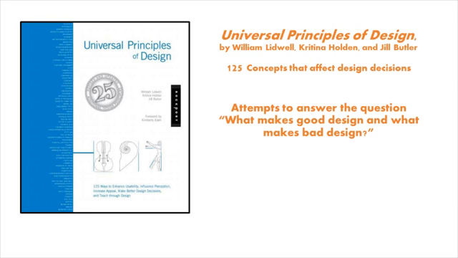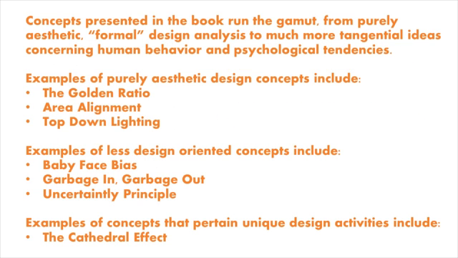In the book Universal Principles of Design, the authors present 125 concepts that deal with design to various degrees. Essentially, the book asks the question, what makes good design and what makes bad design? The concepts run the gamut from purely design-oriented concepts such as the golden ratio and area alignment to less design-oriented, more tangential, more theoretical concepts such as attractiveness bias, baby face bias, or the idea of garbage in, garbage out.